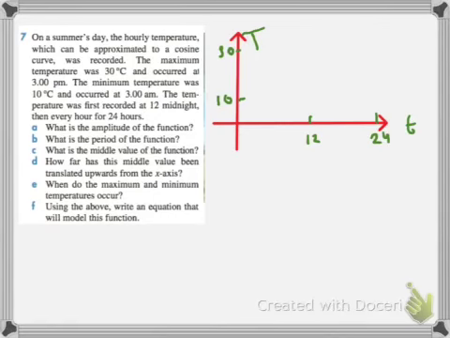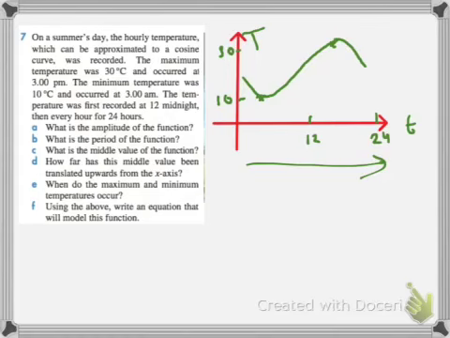I'm just doing a quick sketch of this situation. I've got time here, 0 to 24 hours, and I've got temperature on my y-axis. And we're told that at 3 a.m. we've got a minimum. And at 3 p.m., so that's 15 hours, we've got a maximum there. So we're going to have a curve here that's going to look something like this, and down again. So that's sort of what we're dealing with here.